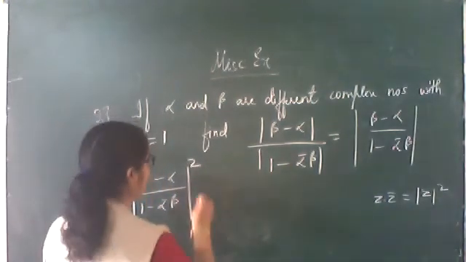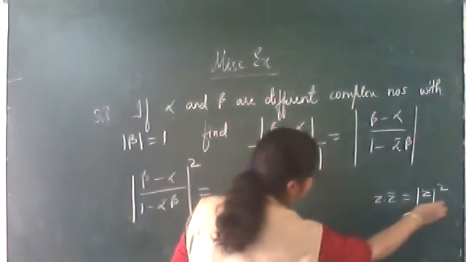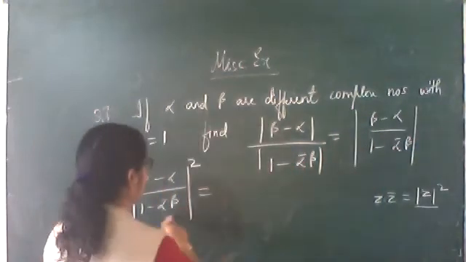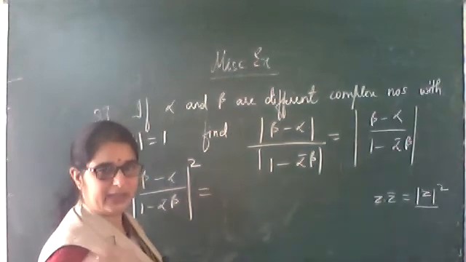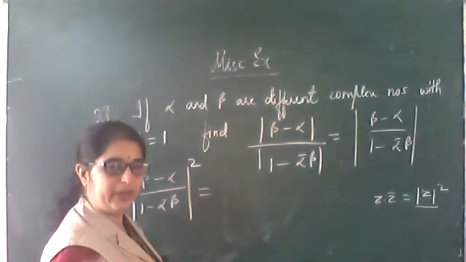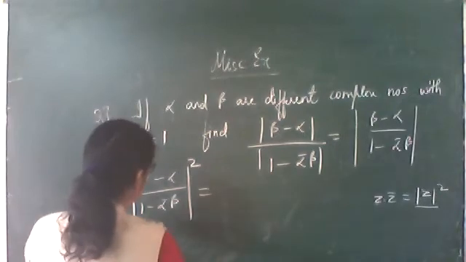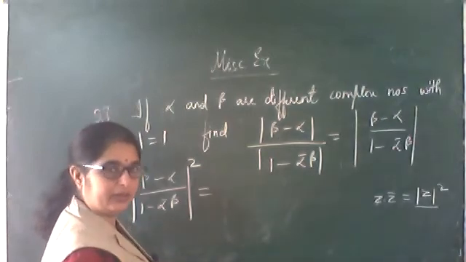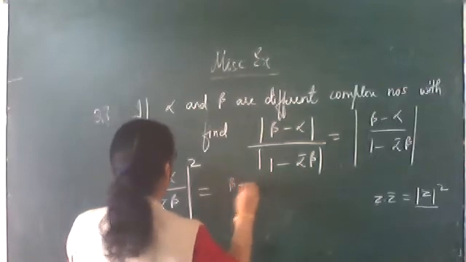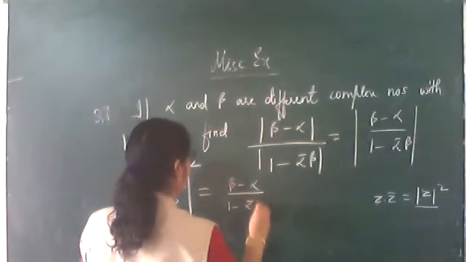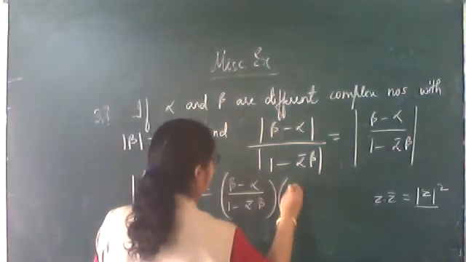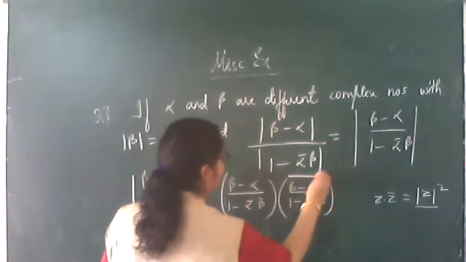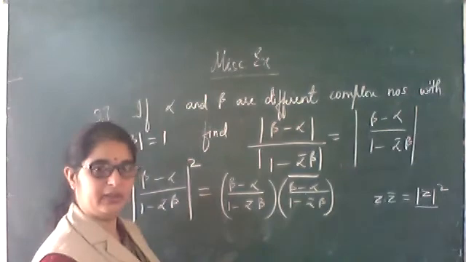Clear? So this can be written as, if modulus of z square is written as z into z conjugate, let this be some complex number, z3, z4, whatever you want. So z4 or whatever it is into its conjugate. So suppose this is a complex number, then complex number multiplied by its conjugate. Clear? So (beta minus alpha upon 1 minus alpha conjugate beta) multiplied by (beta minus alpha upon 1 minus alpha conjugate beta) whole conjugate. Can we write this way?